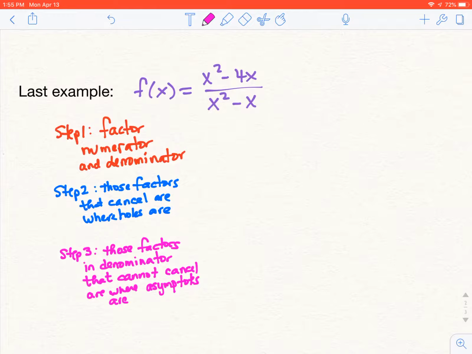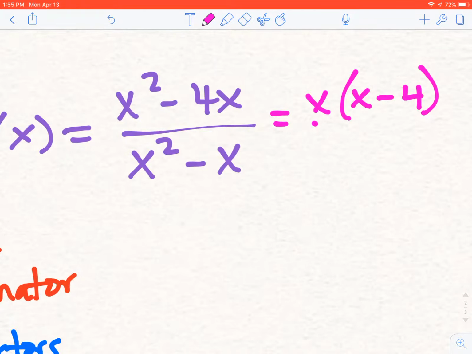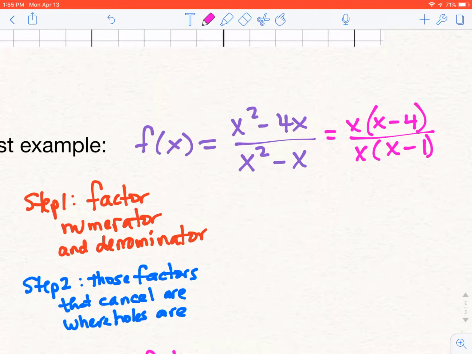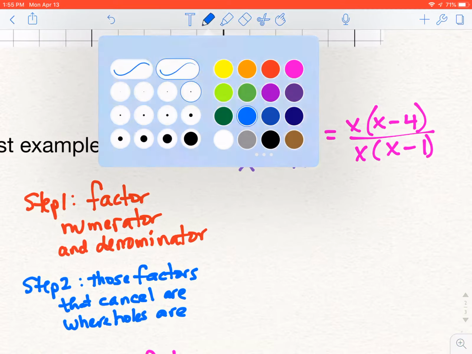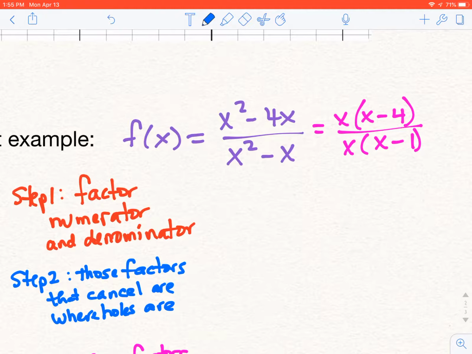If you want to, stop the video and do this ahead of time. So the first thing we do is we factor numerator and denominator. So the numerator, I noticed, has an x in both terms, so x times (x minus 4). And in the denominator, I noticed there's an x and then an x minus 1. So that's the first step. Oh, I should have done that in red. I could change that real quick, but I'm not going to. I'm going to write in blue now. So which factors cancel? Well, it looks to me like the x and the x cancel.